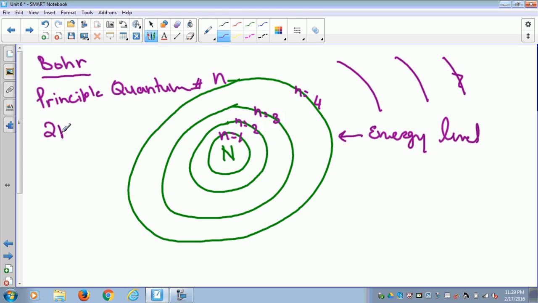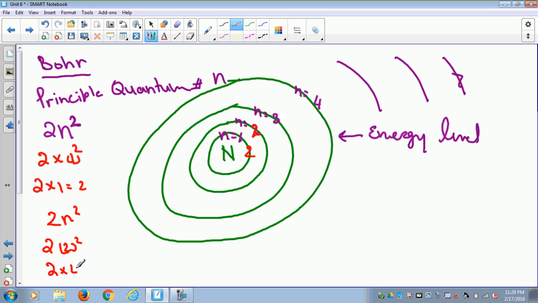He gave us a formula of 2n square to find out how many maximum electrons you can fit in here. So if n is 1, and I plug the number in, 2 times 1 square will be 2 times 1, that's 2. That means the maximum electrons you can put in here is 2. Then for the second energy level, 2n square, so 2 times 2 square, which is 4, so it's 8. So the maximum electrons you can put is 8, 18, and 32.